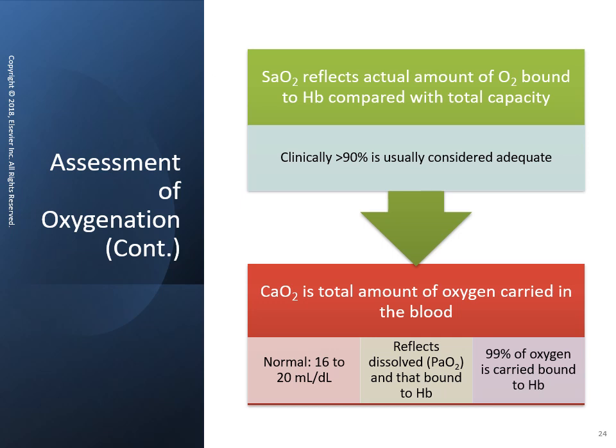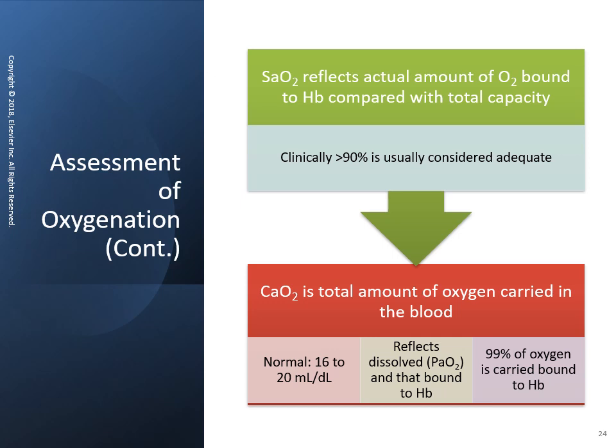Hemoglobin and hemoglobin saturation. Hemoglobin in males is usually 14 to 18 grams per deciliter. Hemoglobin in females is 12 to 15 grams per deciliter. For both males and females, SaO2 or SpO2 is usually greater than 95%. Clinically, though, SaO2 should be greater than 90% and is usually considered adequate if it is. SaO2 reflects the actual amount of oxygen bound to hemoglobin compared with its total capacity.